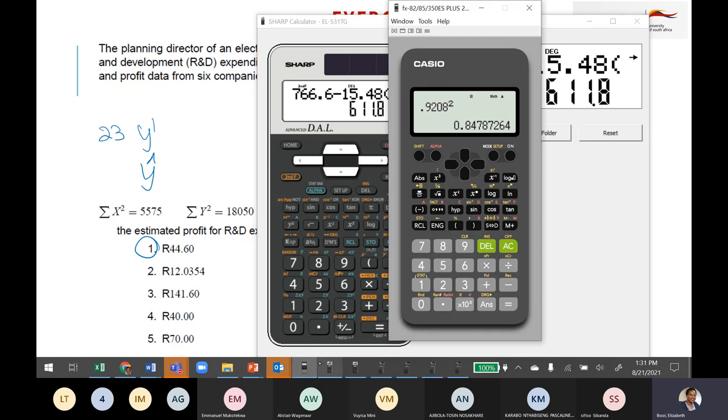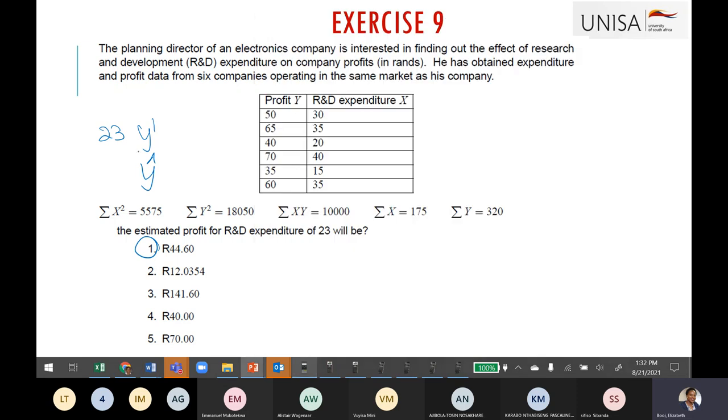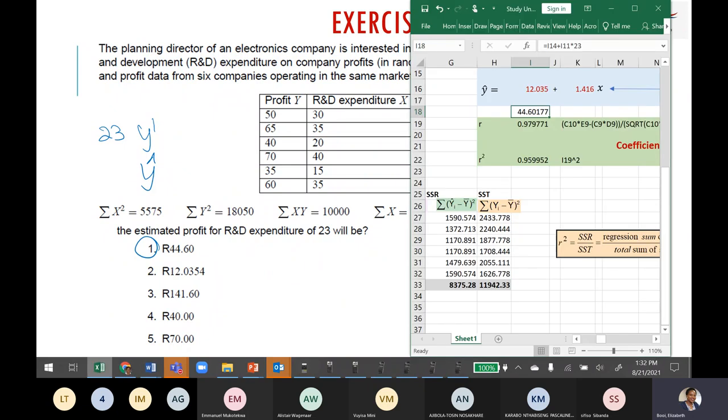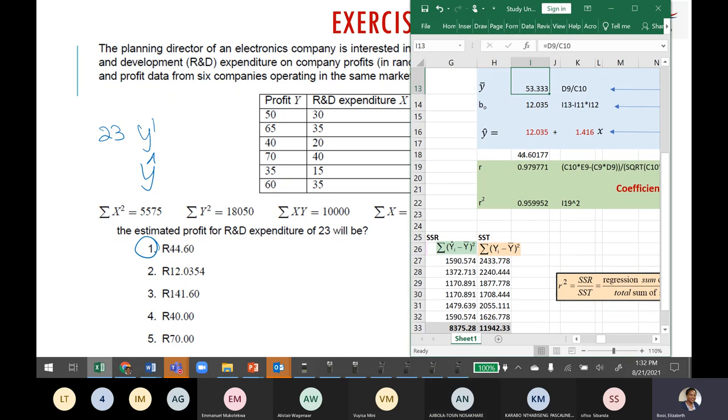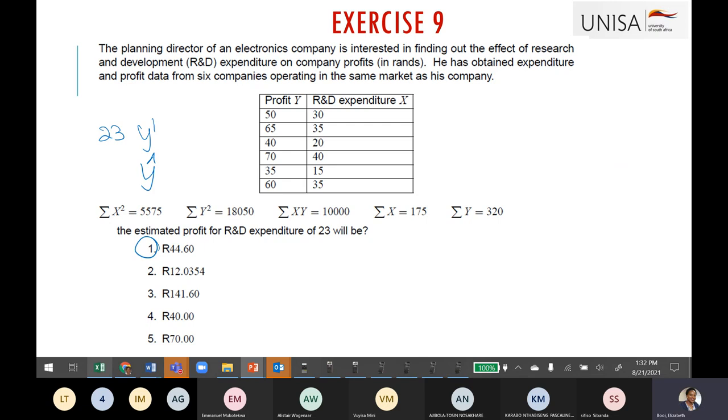If you are using a Casio, you will have to go shift stat and then look for the Y hat under the reg function, and that will give you the same answer. And if you are using the Excel spreadsheet, remember you can take the formula and multiply the value of 23 into the slope equation. Any questions before we move to the next question?